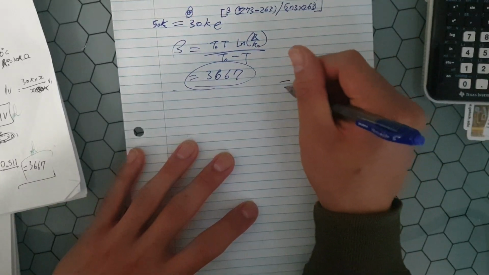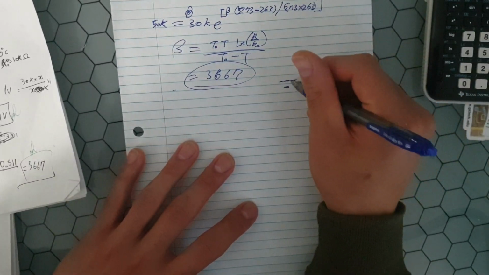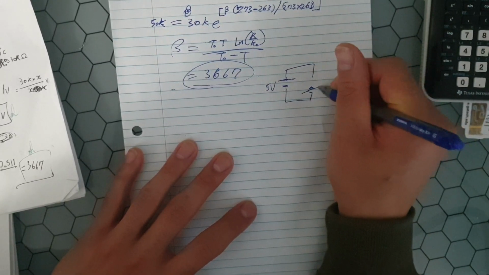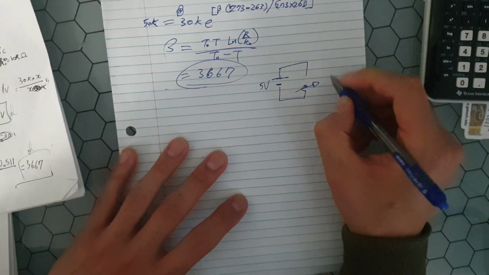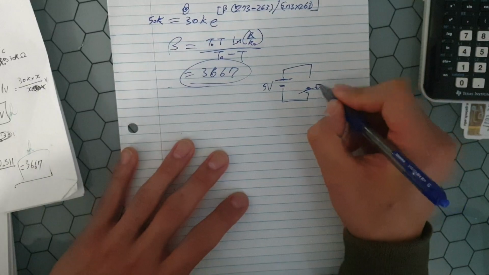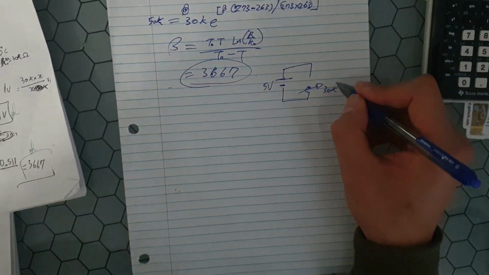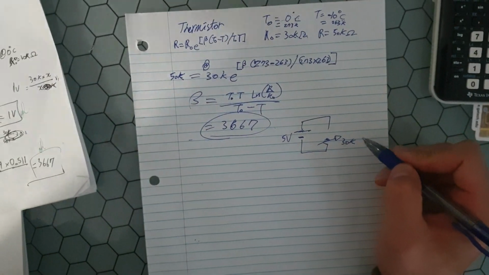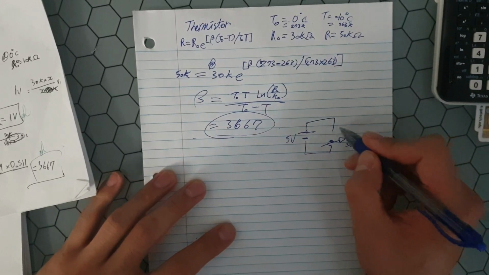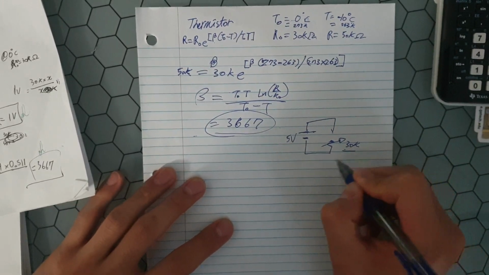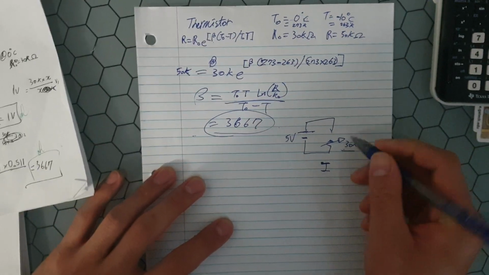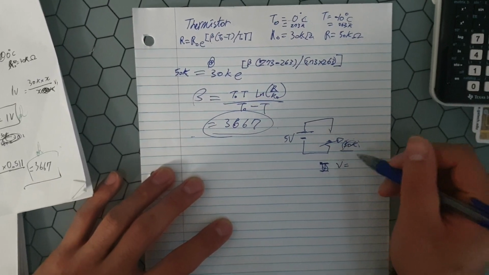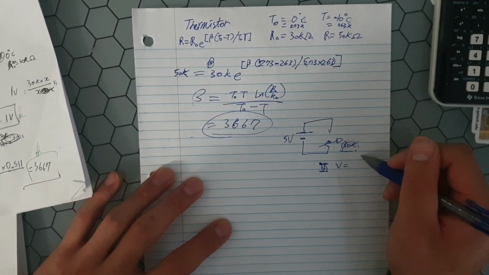So if I assume that the V in is like 5 volts, so here it would be 30K. So this is a thermistor resistor, and at 0 degree Celsius it is going to be at 30,000 ohm. And then the voltage over here is going to be 5 volts. However, we only want 1 volt.